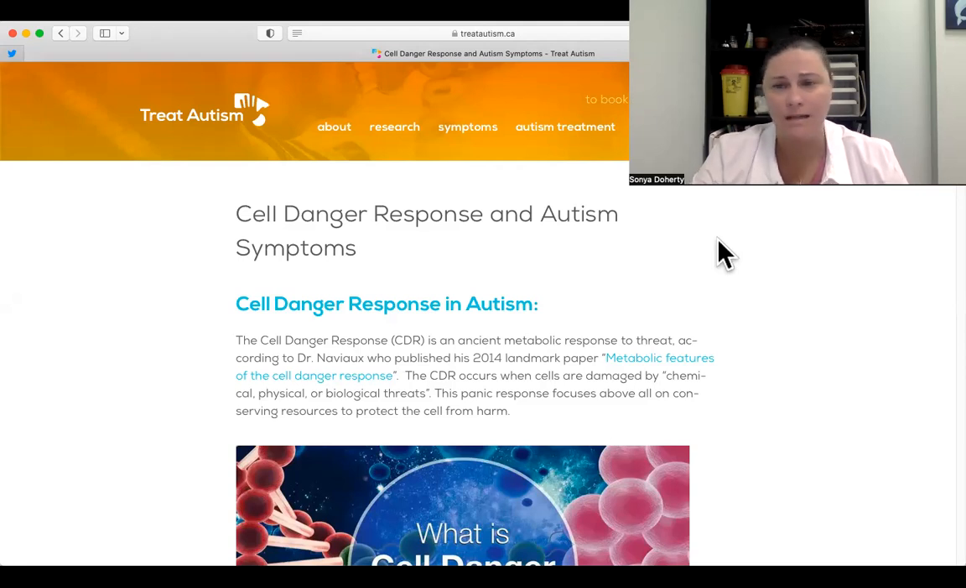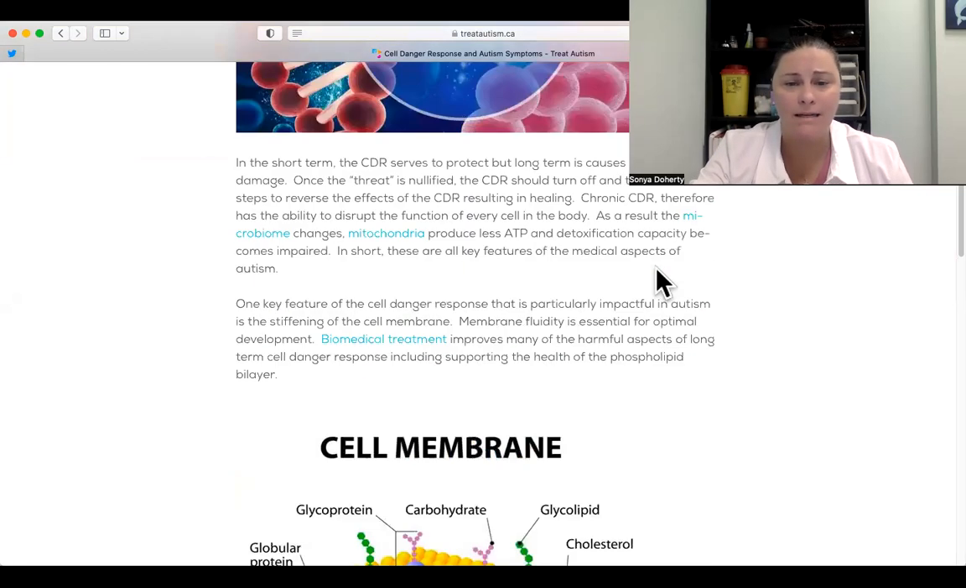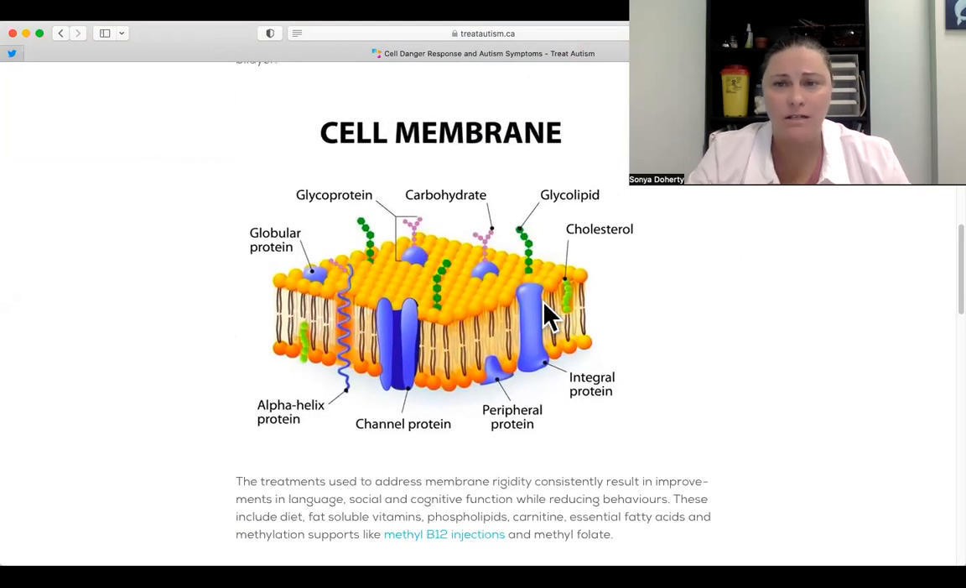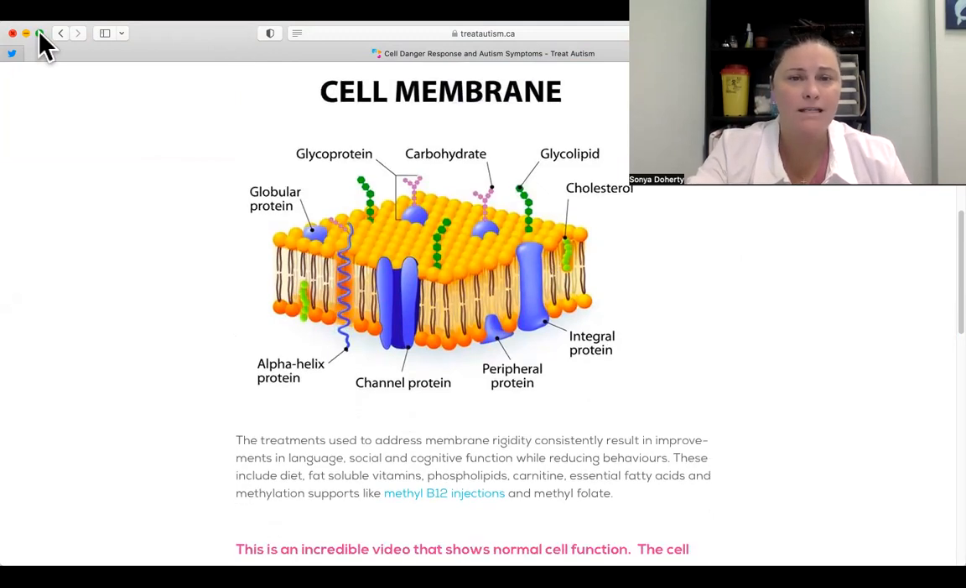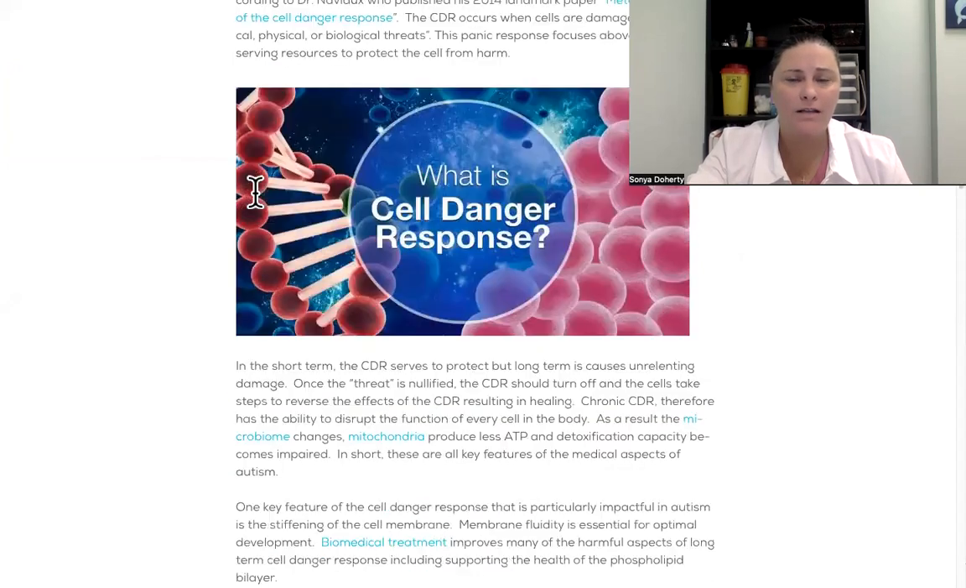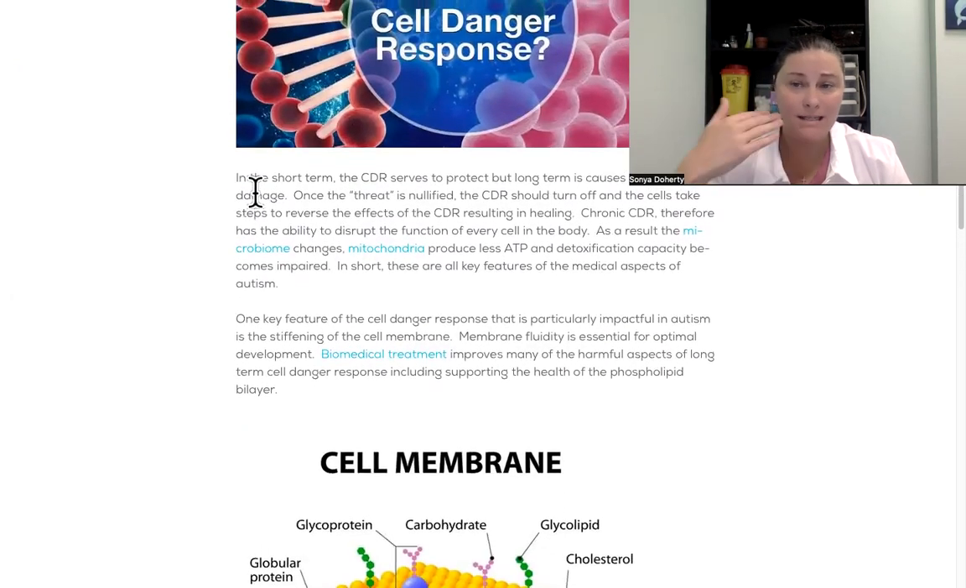So basically, when a cell is damaged or a cell membrane is damaged, the whole cell starts to change. And the damage to the cell membrane can come from microbes like yeast or Clostridia, toxins like lead or mercury, or phthalates or fire retardants. It can come from stress. And the cell danger response is a protective mechanism for the cell, but it is designed to be short term. And so if the cell danger response continues becoming chronic, it causes problems in every single cell in the body.